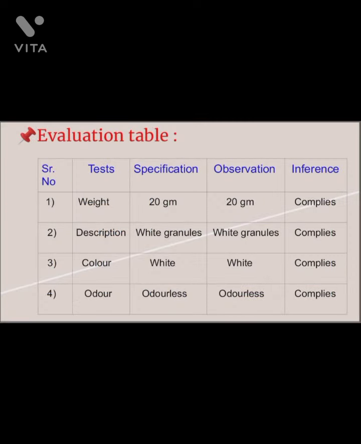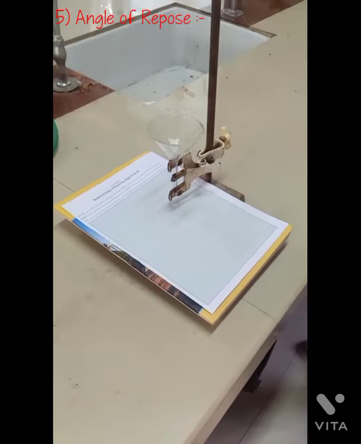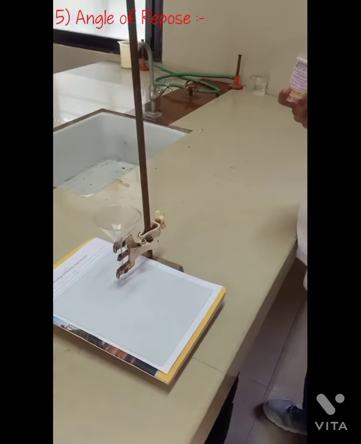Now in the evaluation table, the first evaluation test is weight. So the observed weight is 20 gram. Then the description of the given sample is white granules. The color of the given sample is white and the given sample is odorless. Then the next evaluation test is angle of repose.